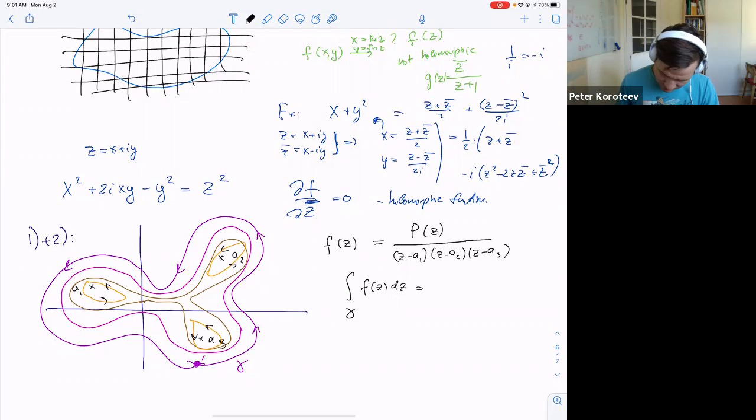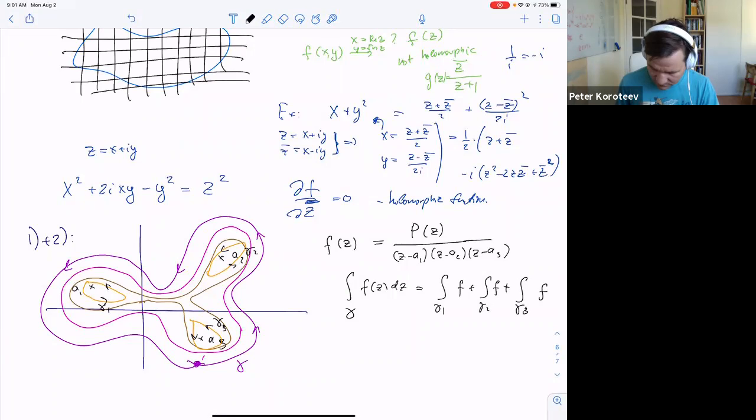So let's call them with the same notation, right? So it's gamma 3, gamma 2, gamma 1. So it's equal to the sum gamma 2, right?